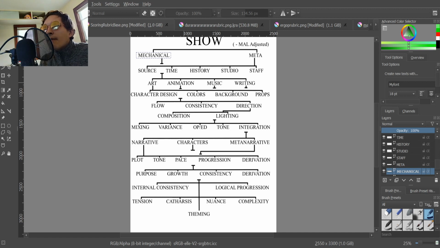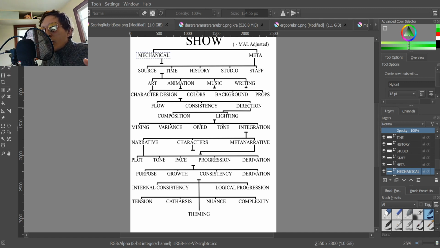That's what props is designed to account for. So then we go down to animation. We have the flow. How well does it flow, right? Is it janky? Does it look bad? Does it feel like there's missing keyframes? Or is it something like Redline, where it is the most smooth, beautiful thing ever put to television? That's what this is designed to measure.